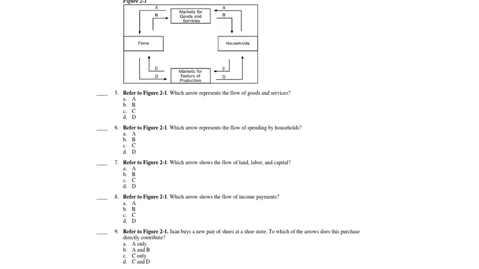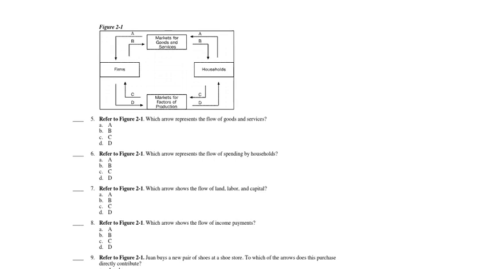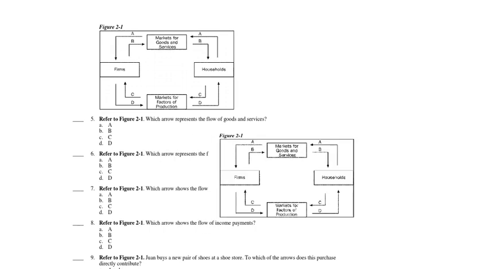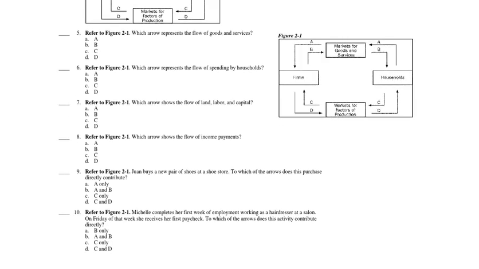Let's move on. Okay, so we've got a little circular flow diagram. Let me move this over here so I can keep all these questions on the screen. All right, which arrow represents the flow of goods and services?